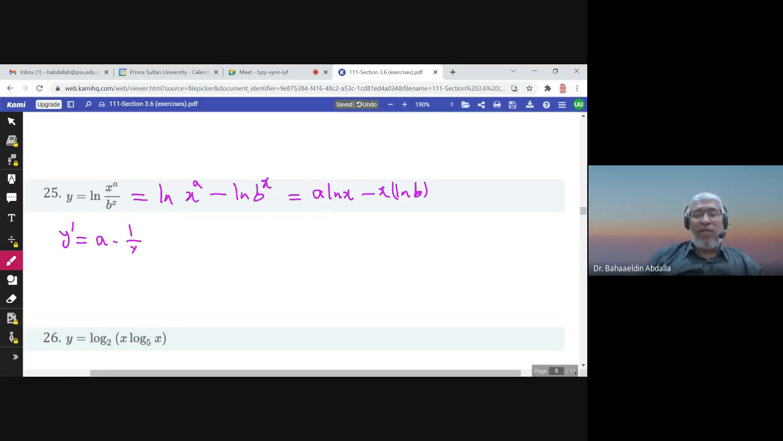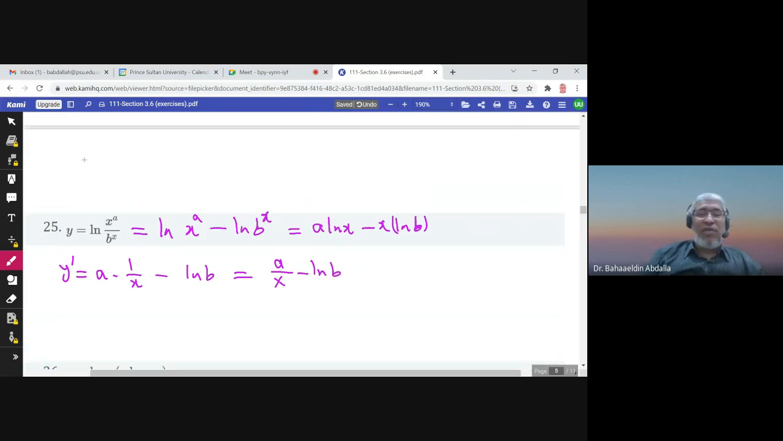Derivative of ln x is 1 over x minus. Notice that ln b is a constant. So you just write it and find the derivative of x. Derivative of x is 1. So that's the answer. So the answer is a over x minus ln b.